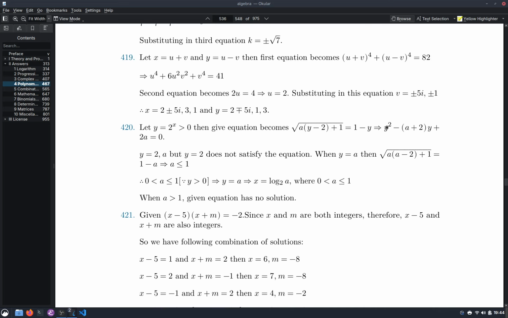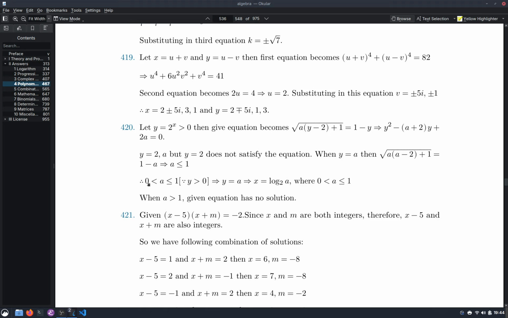We square both sides, we get y square minus 8 plus 2 into y plus 2 times 8 is equal to 0. So y is equal to 2 and 8. Those are two roots from this equation. But y is equal to 2 will not satisfy this equation, because if you plug in y is equal to 2, it won't work. So we plug in y is equal to 8. Then we see that square root of 8 into 8 minus 2 plus 1 is equal to 1 minus 8. And from this we deduce that y is less than or equal to 1.